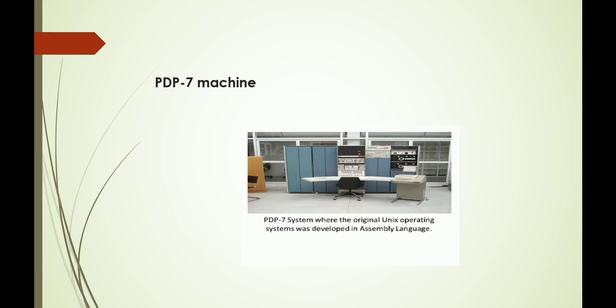In earlier days, there were no IBMs and PCs like today. There were huge machines on which the scientists used to work together. The PDP-7 system is where the original Unix operating system was developed in assembly level language.